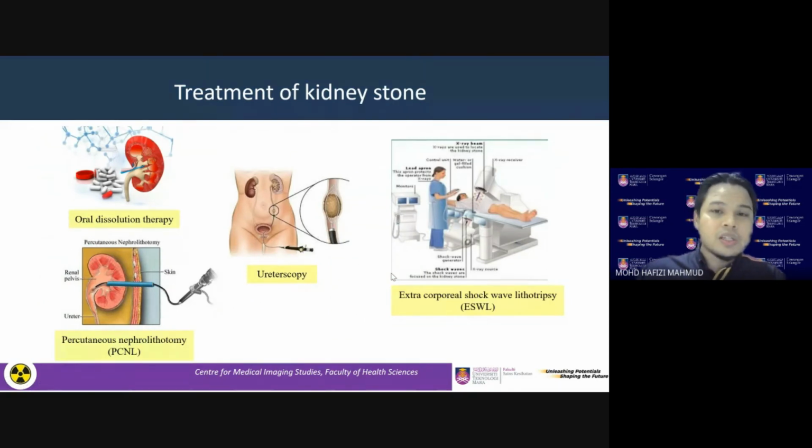These are some of the treatment options for kidney stone. The first one is oral dissolution therapy, or ODT, also called chemolysis. This is more useful for patients who have a uric acid stone. The urine will be alkalinized to control the uric acid stone.